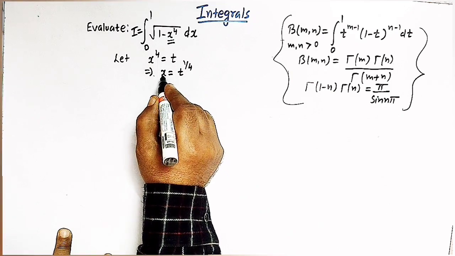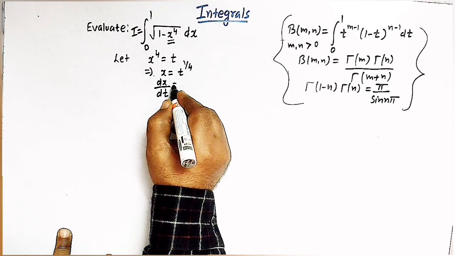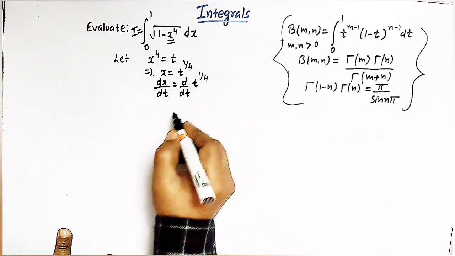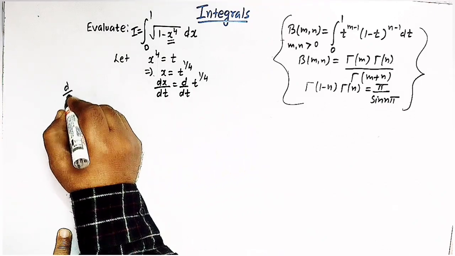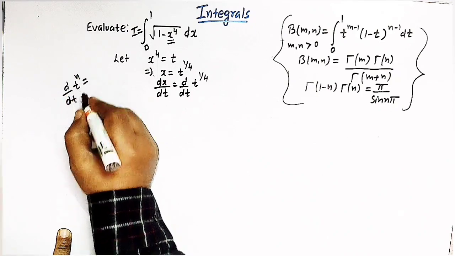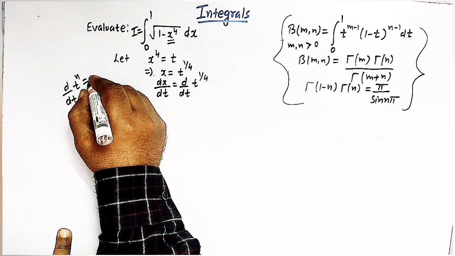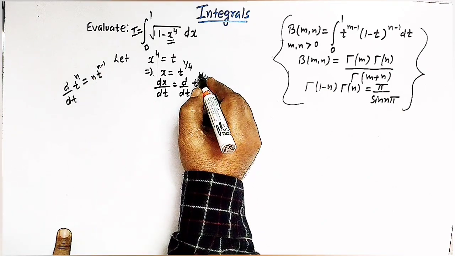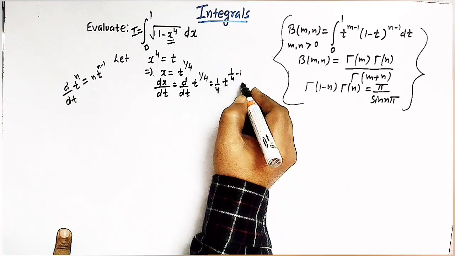Now let us differentiate x with respect to t. So we can now write dx over dt is equal to d by dt of t raised to 1 by 4. Now to get the derivative of t raised to 1 over 4, let us make use of the power rule for differentiation, that is the derivative of t raised to n with respect to t is n times t raised to n minus 1. So here our n is 1 over 4. So we have 1 over 4 t raised to 1 by 4 minus 1.